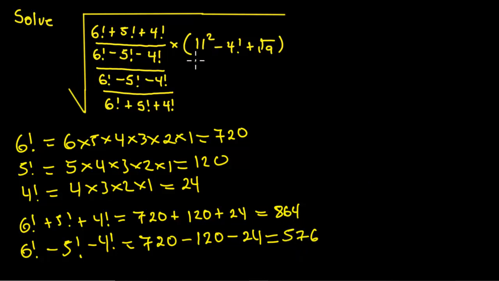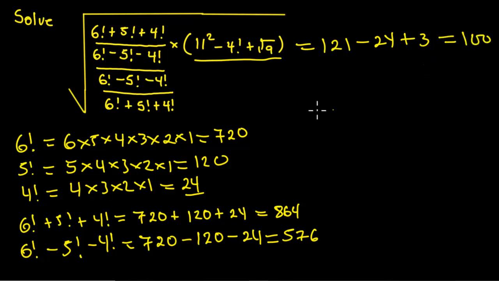Now we are left with this one. So this will be equal to 11 squared gives 121 minus 4 factorial we had 24, plus the square root of 9 is 3. So this will be equal to 100.